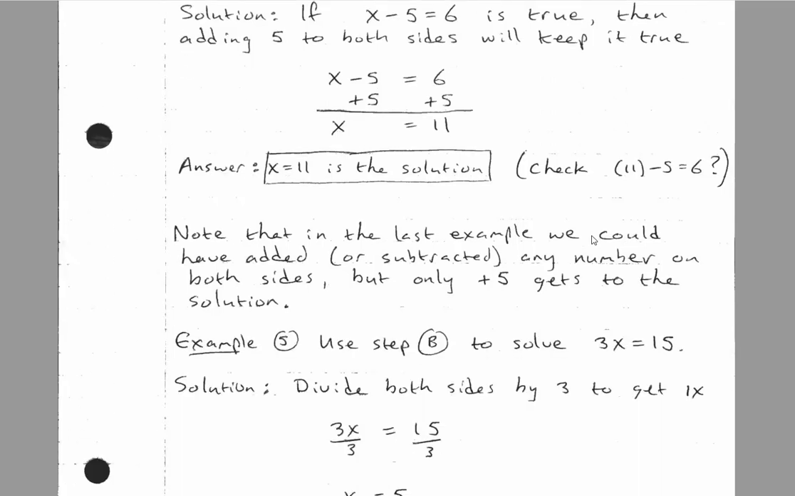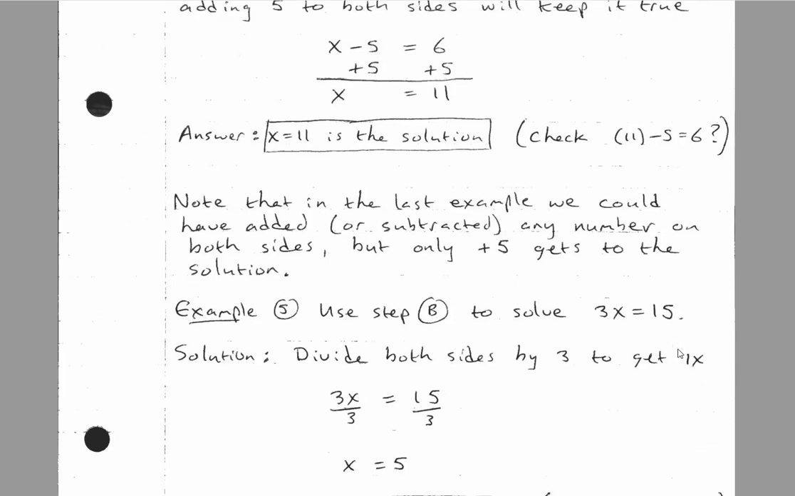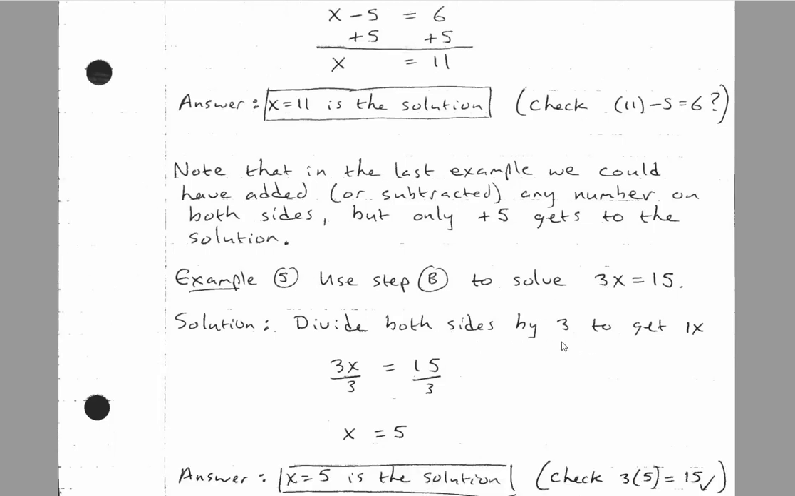How about this one? Use step B, multiplying or dividing, to solve 3x equals 15. So this time the x is being multiplied by 3. Again, we're looking for x, we're looking for 1x. So this time it makes sense to divide both sides by 3.